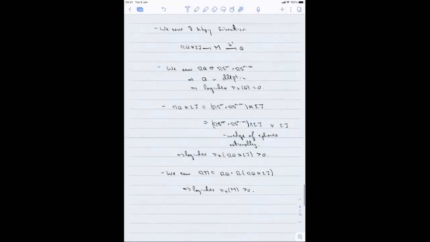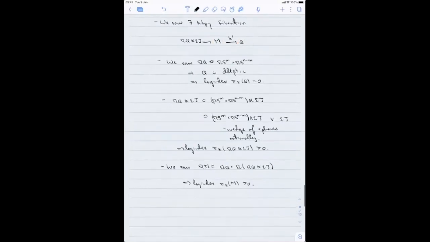And now, if we go to this fibration again, we've got the log index of M being strictly bigger than 0, the log index of Q being equal to 0. So one is strictly bigger than the other. And that implies that this attaching map F prime is not only inert, it's strongly inert.